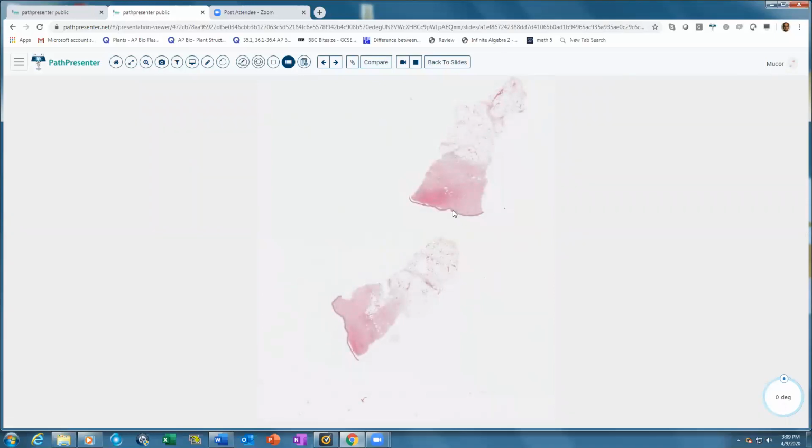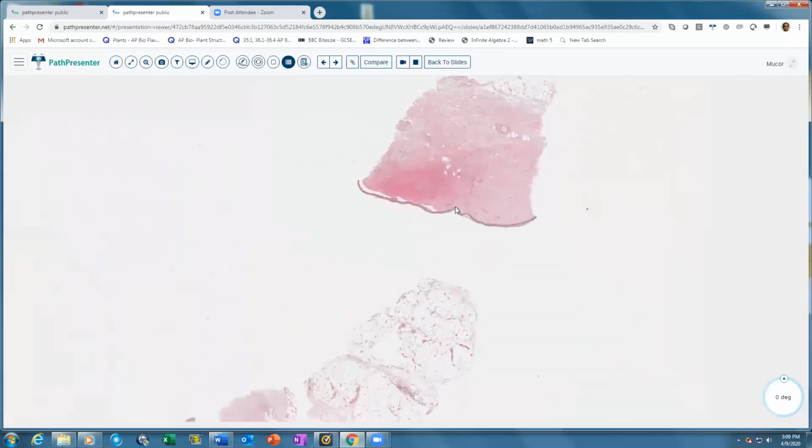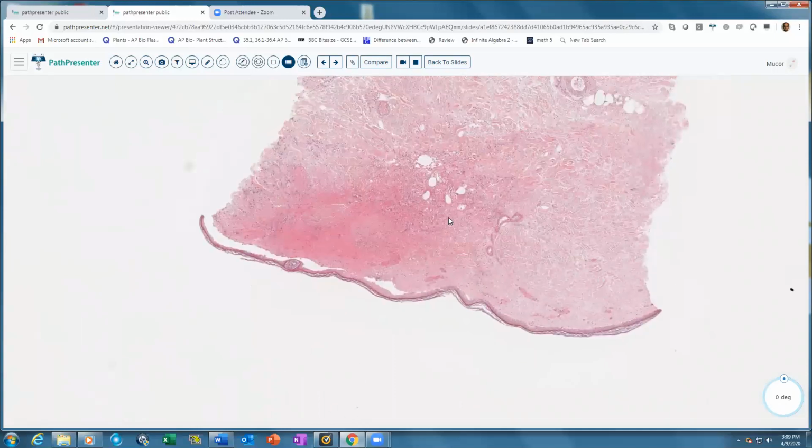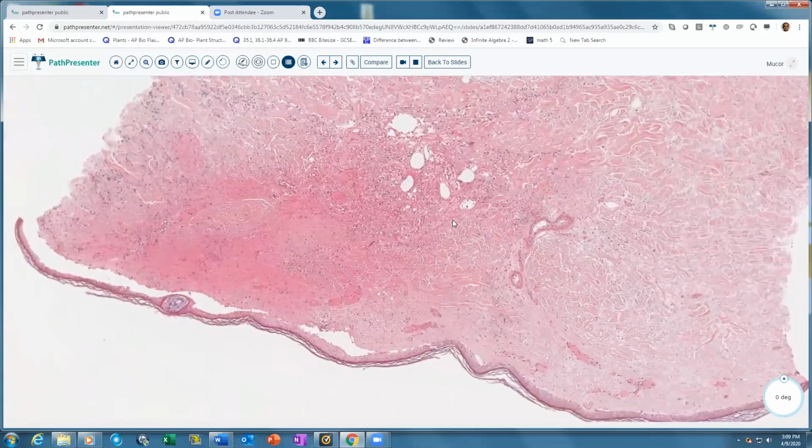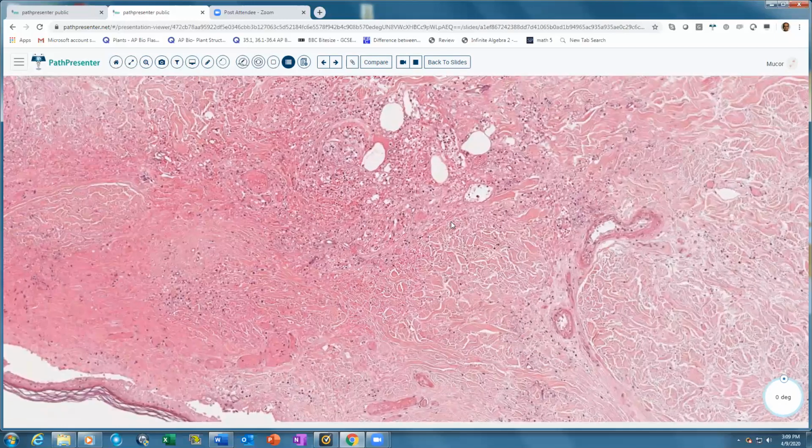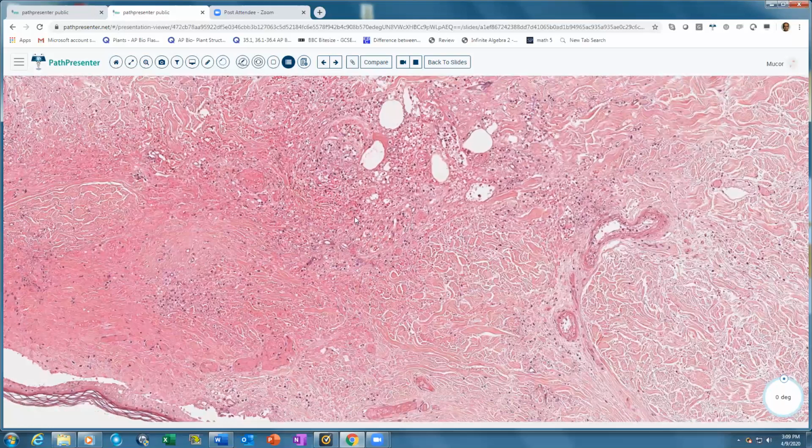And when you come to Mucor, it usually occurs in diabetic patients and immunocompromised patients, and they tend to invade the blood vessels. Because they are invading the blood vessels, they compromise the vasculature, and because of the compromise of the vasculature, the skin tends to become necrotic. So it's usually a background of necrosis.